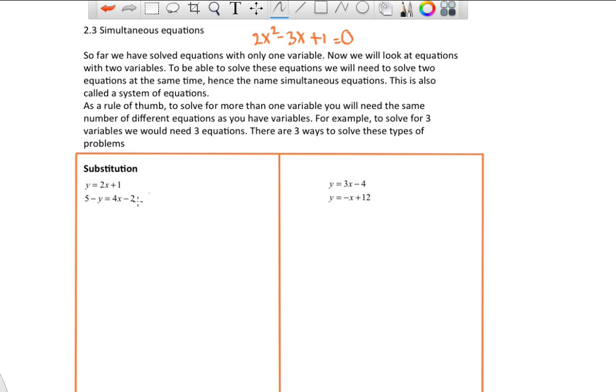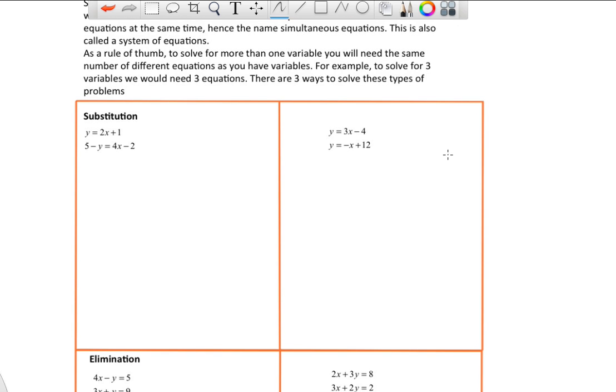Generally speaking, if you have two variables, like we have here, a y and an x, then we should have at least two equations. So if we have three variables, we probably need three equations. There are different ways of solving these. The first one that I'll show you is substitution. And substitution, for a lot of you guys, means to plug something in. And that's really all we're going to do here.